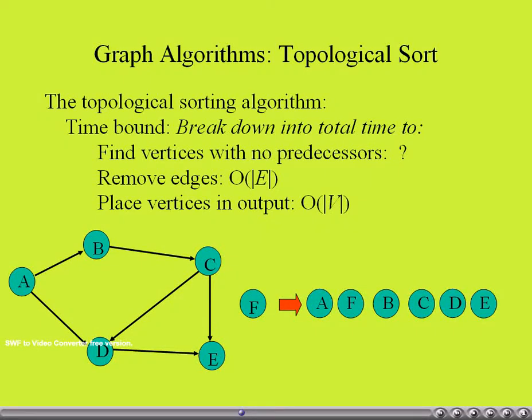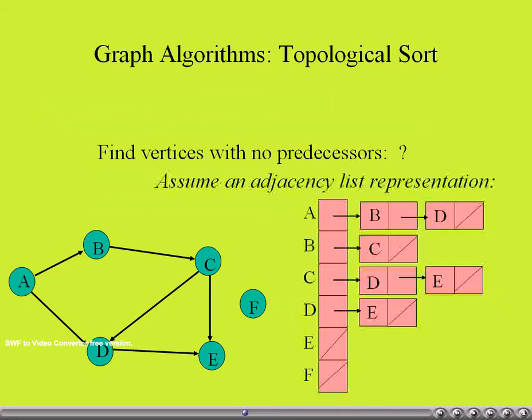Similarly, placing the selected vertices in the output list requires time proportional to V. Thus, the cost will be order of V. Now, the question is, what is the cost of finding the vertices which don't have any predecessors, that is, which don't have any incoming edge or whose in-degree value is 0?